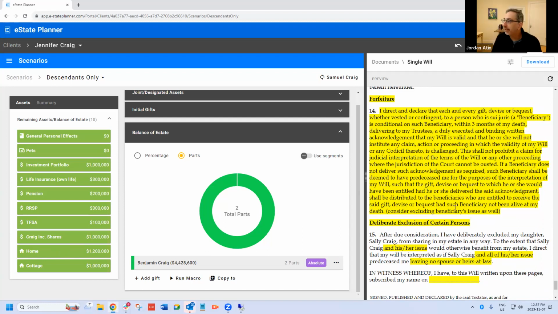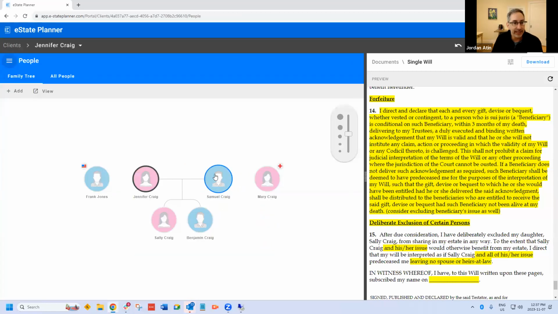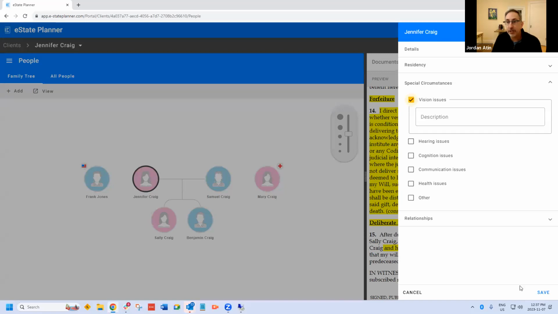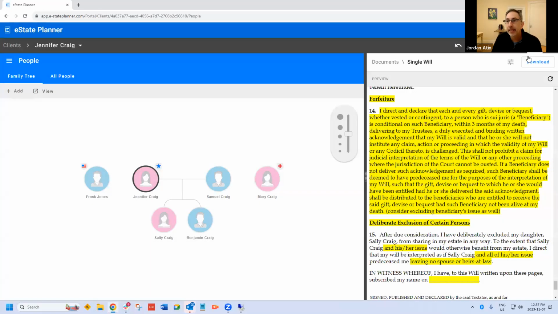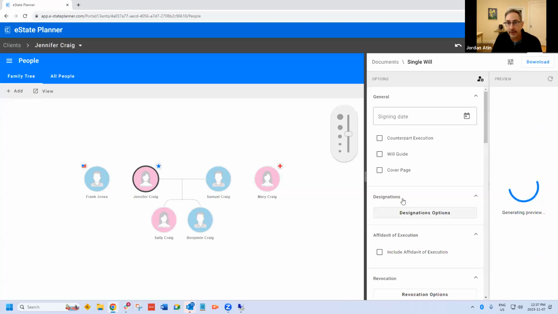So we have that. Something that somebody just raised with us that I forgot about, actually: if we say that the testator, let's figure out who's our testator, Jennifer Craig, has vision issues, okay? When we generate the document, let's generate one with an affidavit of execution.